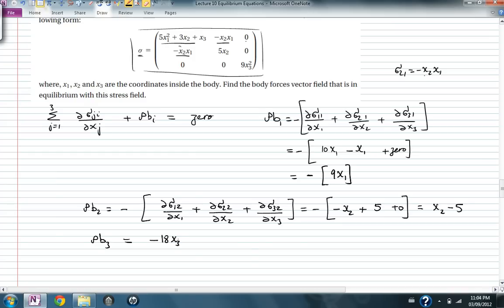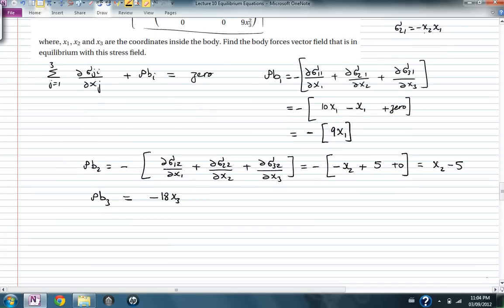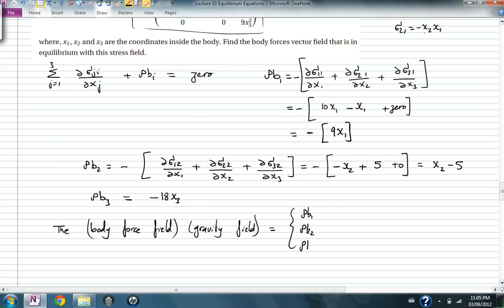And so the gravity field, or what we call the body force field, is equal to rho b1, rho b2, rho b3, which is equal to negative 9x1, x2 minus 5, negative 18x3.